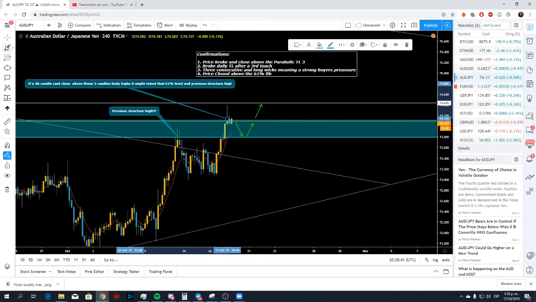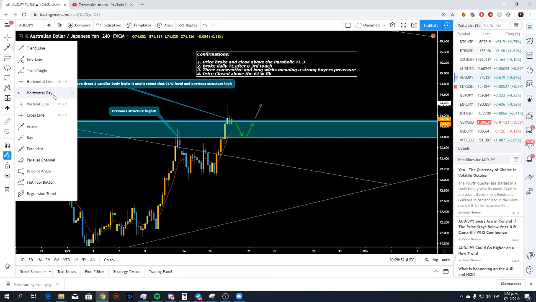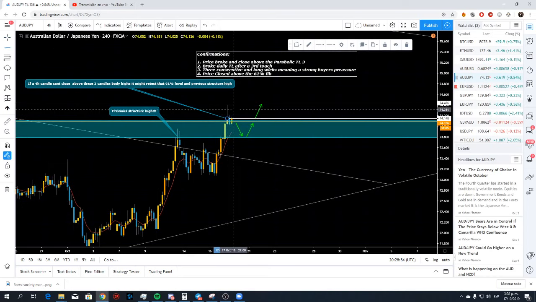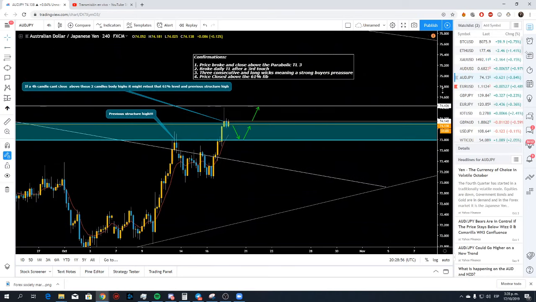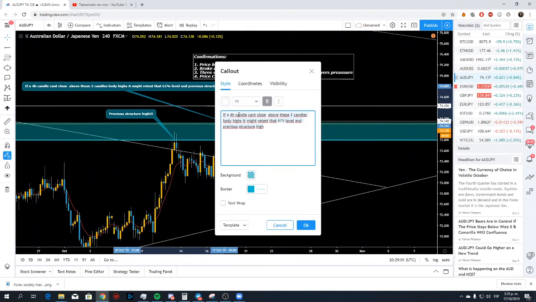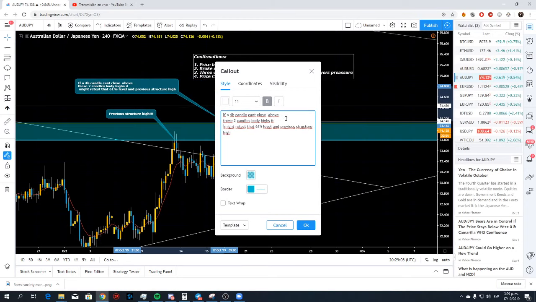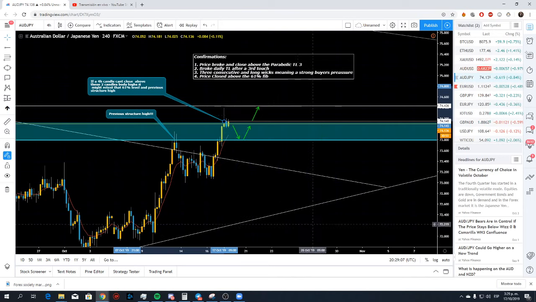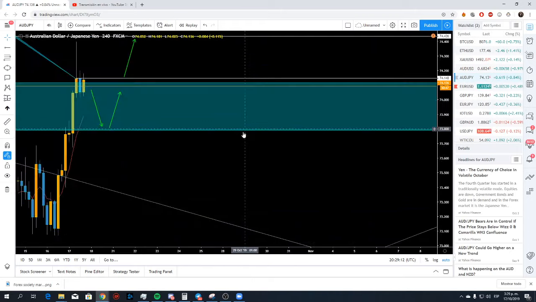But if we get that close above this high, above these two highs, above this, let me draw a line here. Here. Let me fix this a little bit. Let me fix it, guys. Make it a little bit smaller. Okay. So let me zoom in.